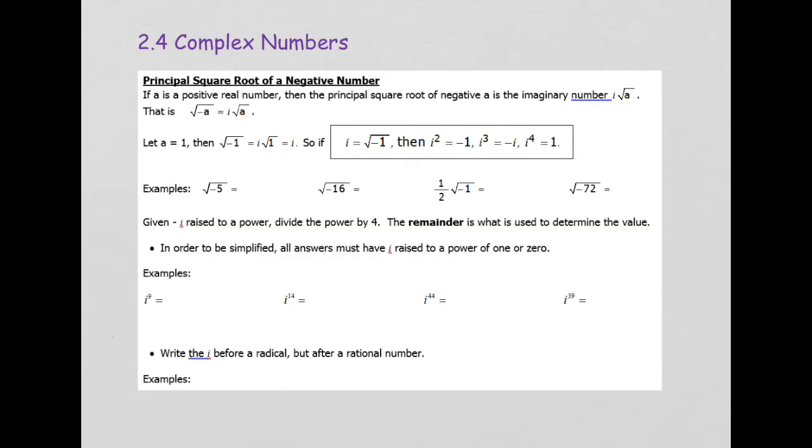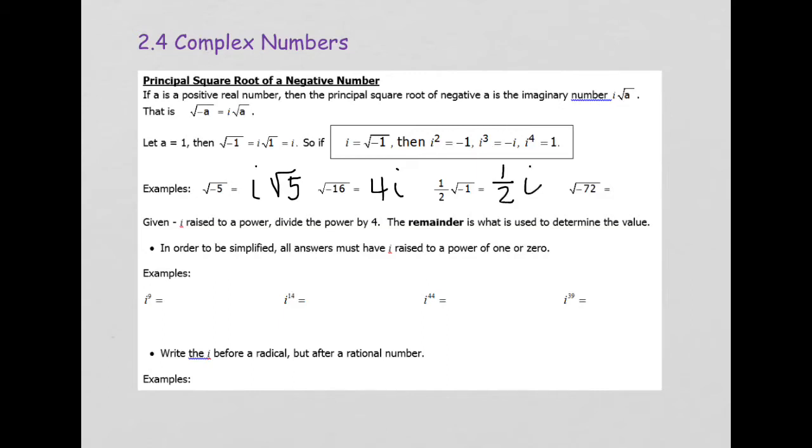The square root of negative 5 is i square root of 5. Negative 16, well 16 is a perfect square, so I can take the 4 out, and then I can also bring the i out. So it is 4i. And same thing with negative 1/4. 1/4 is a perfect square, so I can bring that out, and I can bring the i with it, so it's just going to be 1/2 i.